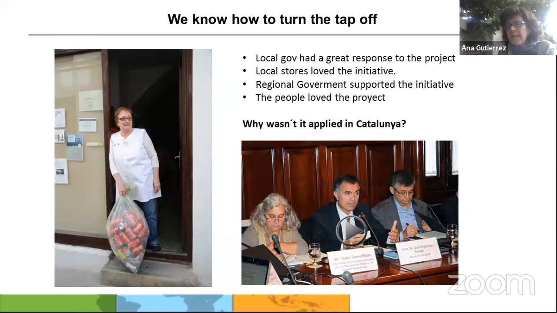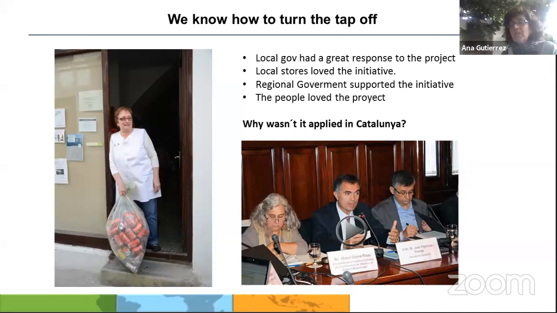So local government had a great response. This guy in the center is the mayor, and he was in the news constantly. Even a year after the pilot project finished, he was still giving conferences. The local stores loved it. This is Olga, the local storekeeper, and she was so happy because all these kids were going to her shop, taking containers back, and she had more traffic in her shop than ever before. The regional government supported the initiative, and people loved the project.